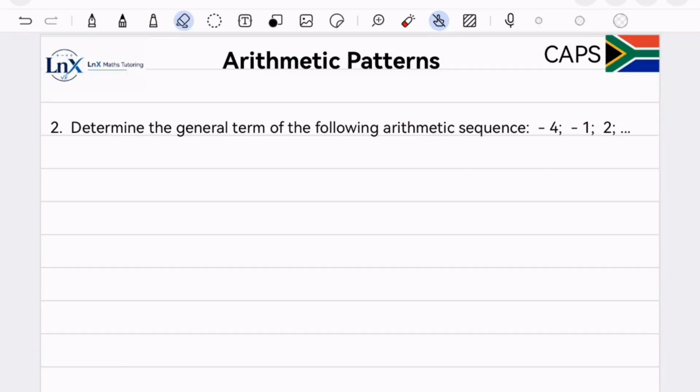Alright, for our second question. The second question reads, determine the general term of the following arithmetic sequence, which is -4, -1, and then 2, right? So you can also go ahead, pause this video, and have an attempt at this question.